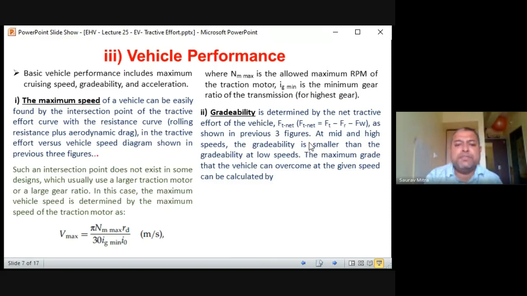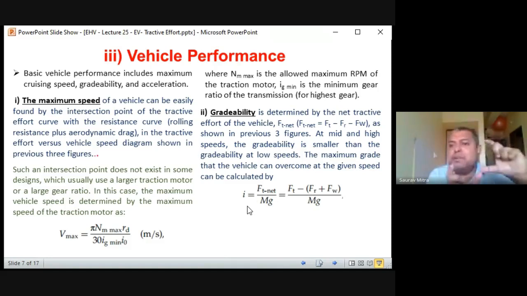As shown in the previous three figures, at mid and high speed, the gradability is smaller than the gradability at lower speed. The maximum grade that the vehicle can overcome at a given speed can be calculated by I equals Ft net by mg. I is actually equal to the vehicle height divided by the vehicle base. So that is another interpretation of this.